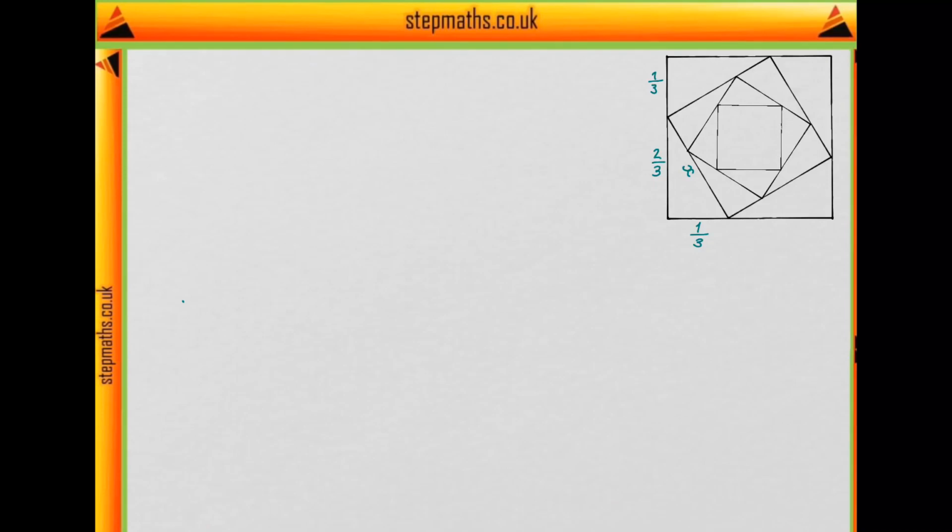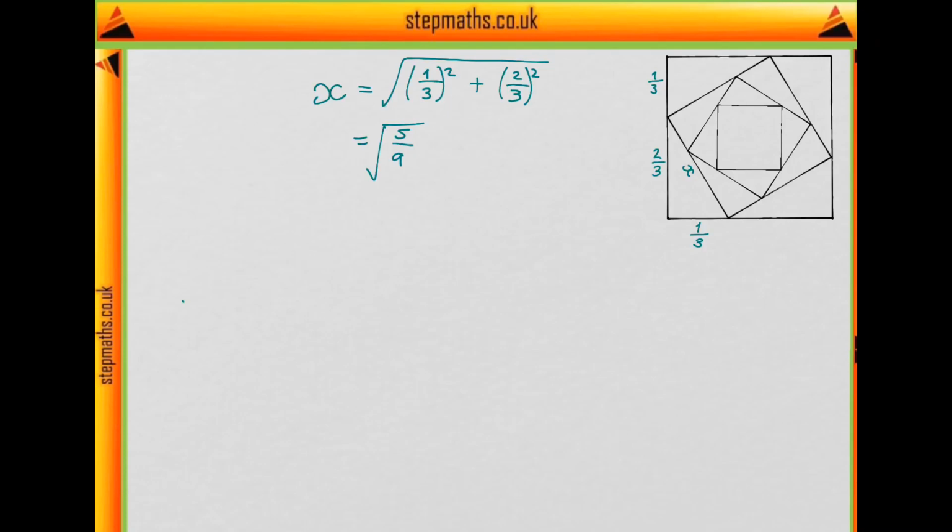So now let's have a look at a slightly slicker method. We've got the same square as before, and we've again said that this length is 1, so this is 2/3 and 1/3, and we've labelled on x as before. We're going to start in exactly the same way. We're going to use Pythagoras to find x. So x is equal to the square root of 5/9.